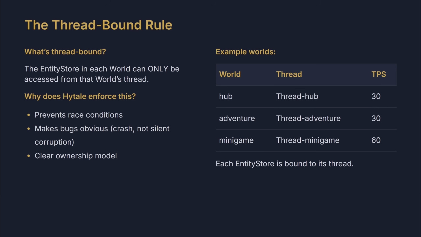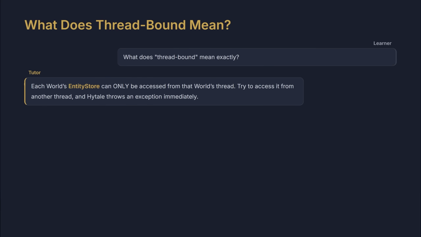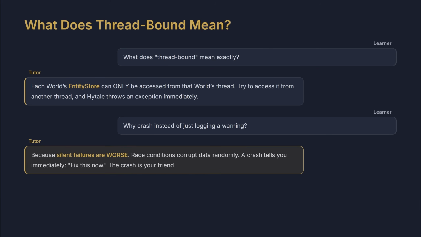You have different worlds and different threads. And each entity store of this world is bound to its thread. So what does thread bound mean exactly? As I just explained, each world entity store can only be accessed from that world's thread. Try to access it from another thread and Hytale throws an exception immediately. So why crash instead of just logging a warning, you might ask? Because silent failures are worse. Race conditions corrupt data randomly. A crash tells you immediately, hey, fix this now. So the crash is sort of your friend.